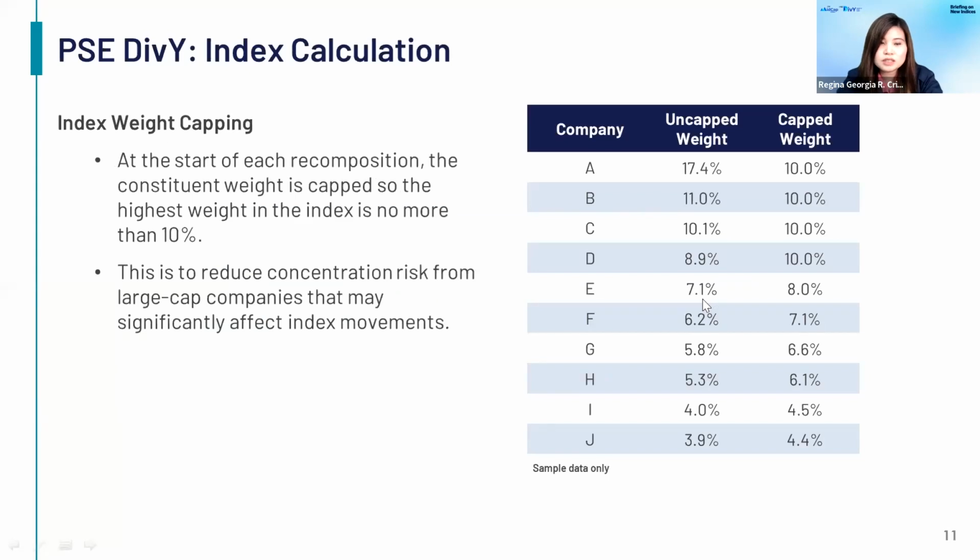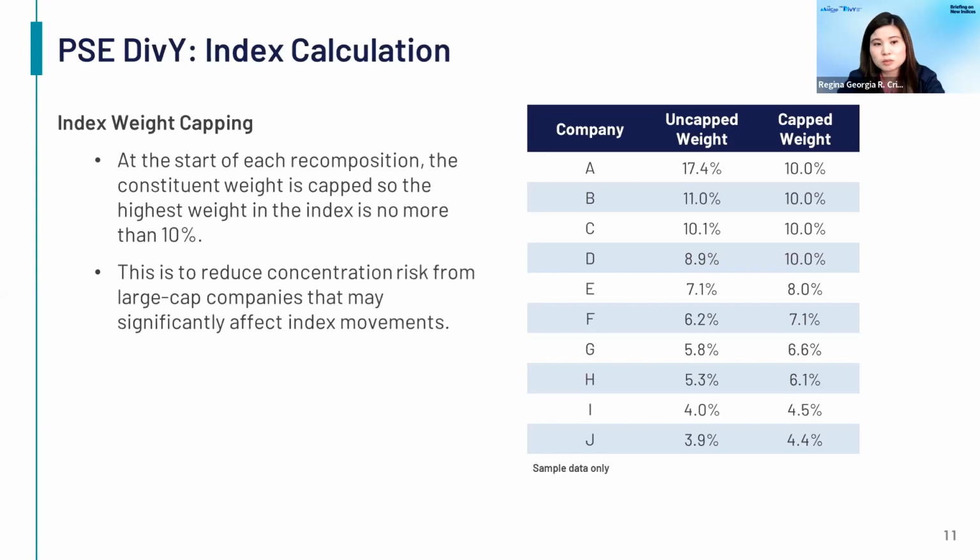The PSE Dividend Yield Index is actually the first PSE index where the index weights are capped. So what is index capping? At the start of each recomposition, the constituent weights are capped so that the largest companies cannot weigh more than 10%. Why do we do the index capping?